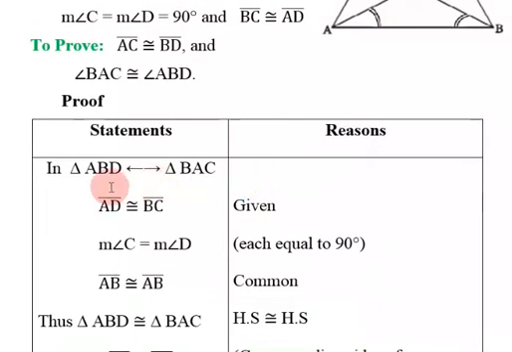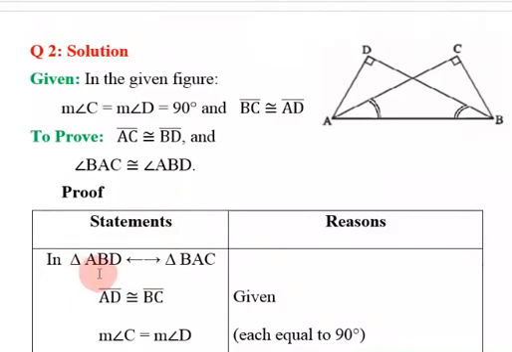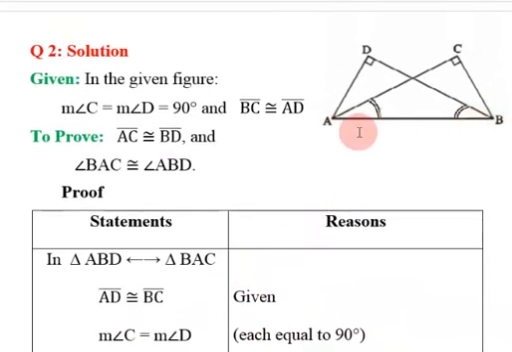Okay, so we are again taking the correspondence between the two triangles, the triangle ABD and the triangle BAC. We are saying that the BC is congruent to the AD, it is given to us. Angle C is congruent to the angle D, it is also given to us. Both are equal to 90 degrees, and AB is congruent to AB. This is the base of the two triangles and this is the common base shared by two triangles.